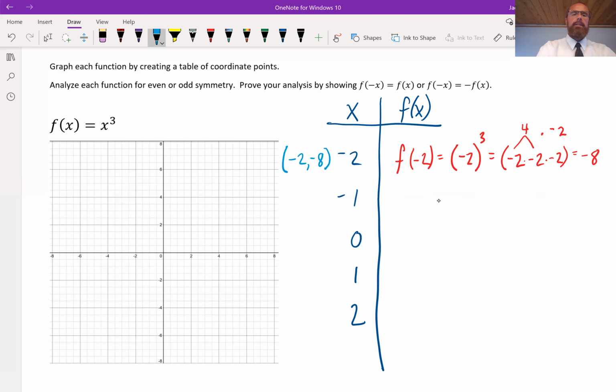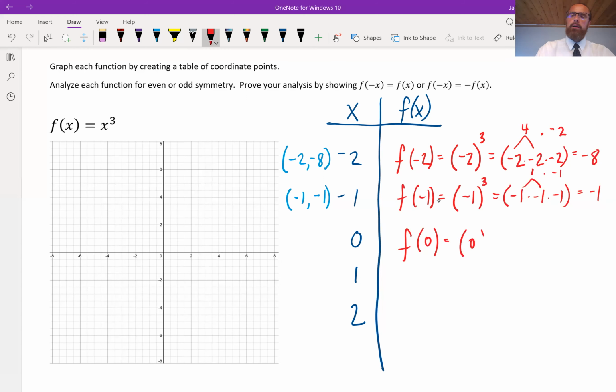All right, let's keep going. F at -1 is in parentheses -1 to the power of 3, or -1 cubed. Expanded out, that's -1 times -1 times -1. And I'm going to pair two of them. -1 times -1 is +1 times the spare -1 yields the -1. So notice this stuff is staying negative. That'll tell us something in a moment about its symmetry. So -1, -1.